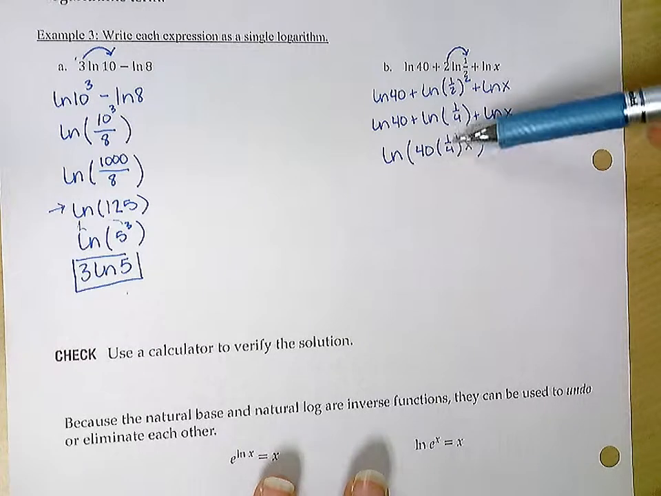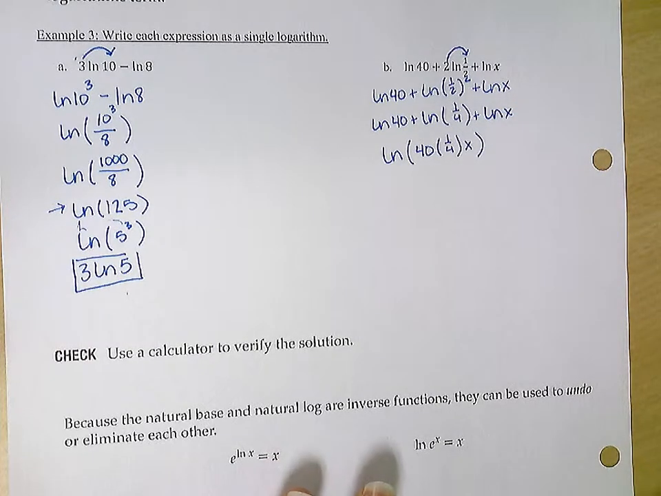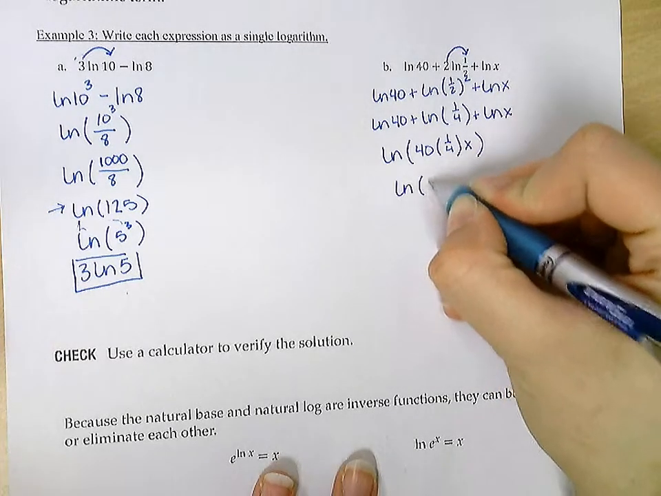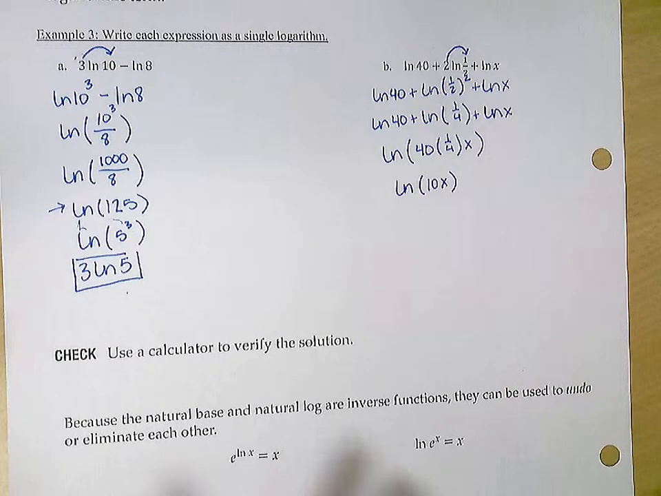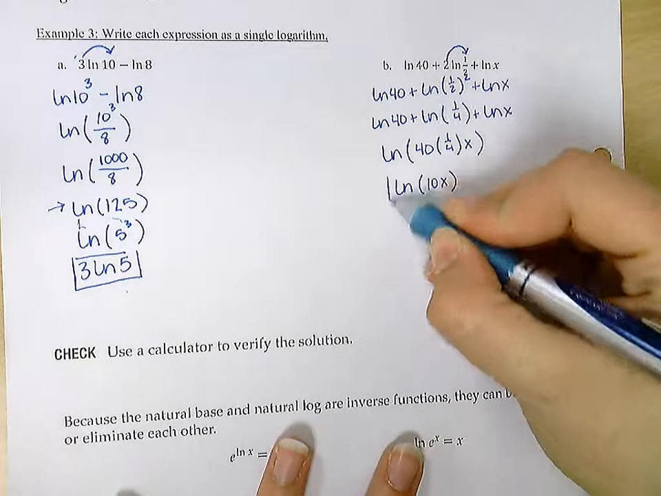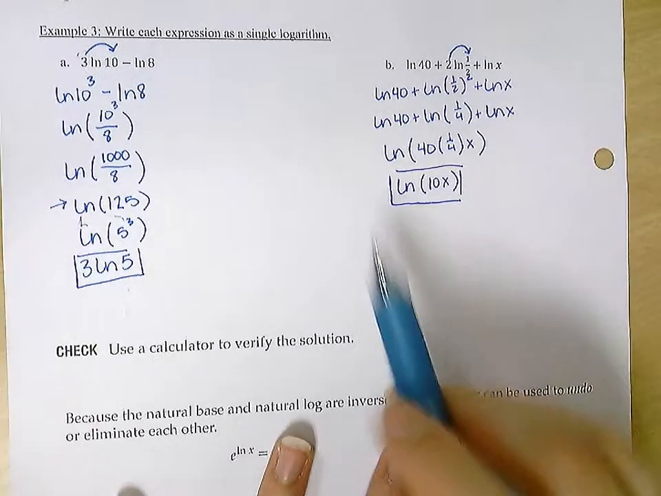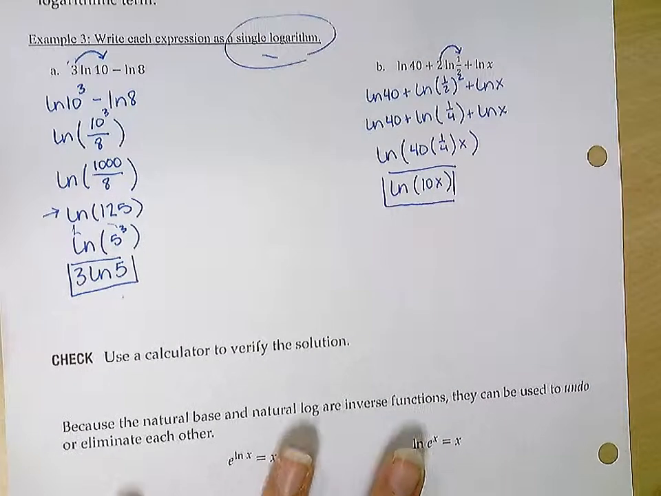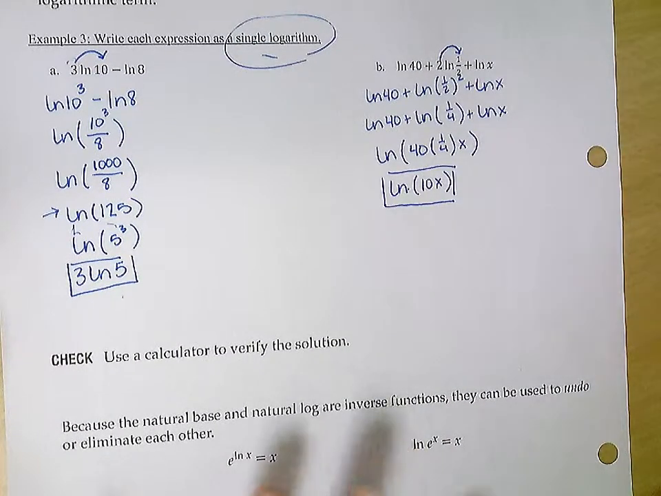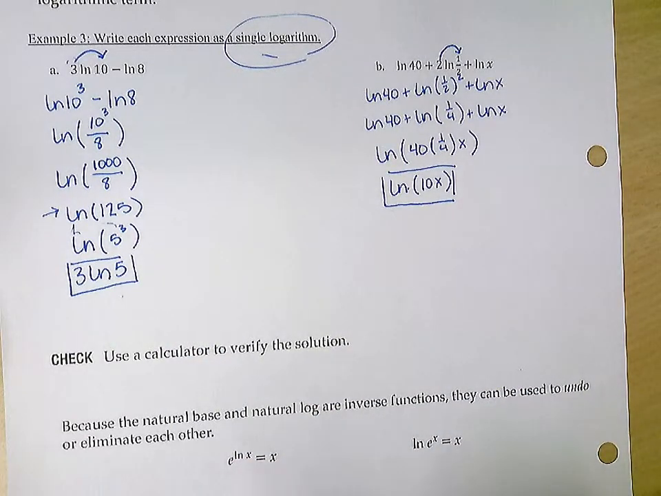So I can multiply 40 and 1/4. What do you get? 40 and 1/4. Multiply them. What's a fourth of 40? 10. So my simplified term here would be the natural log of 10x. Okay, so I just had to get it to a single logarithm. This is a single logarithm. This is a single logarithm. Okay, questions on that?